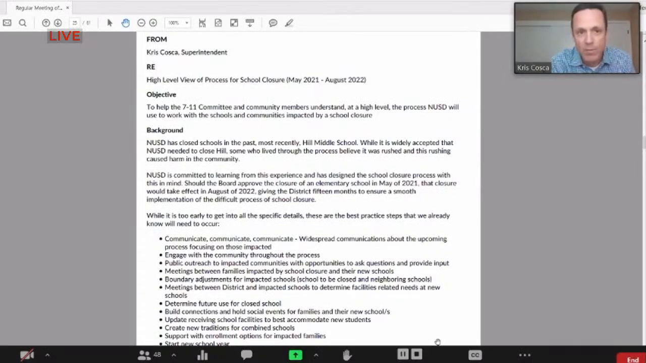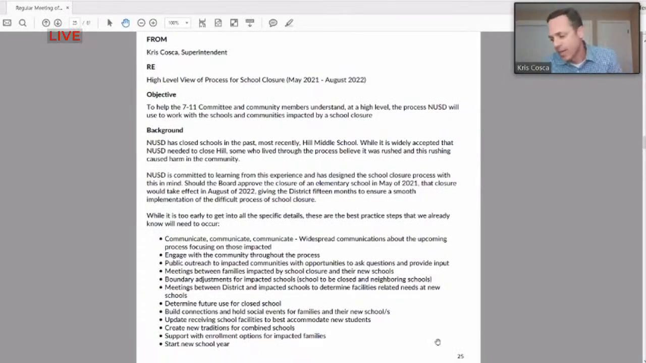So one of the things that we've committed to is, when this committee makes a recommendation to the board about closing a school, making sure that we learned from some of the experiences that Novato gained when they closed the Hill Middle School. And the biggest feedback that we got from the community wasn't whether or not we needed to close a school, but that it was rushed.